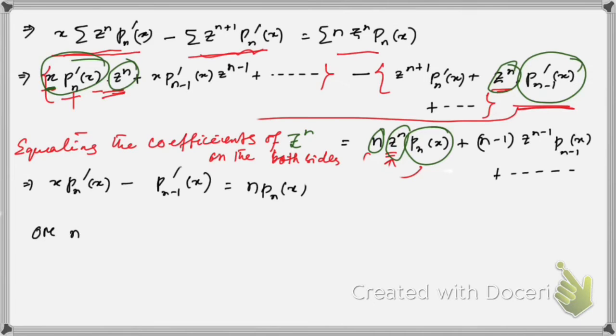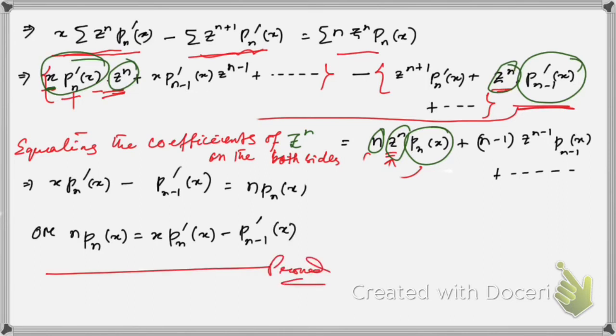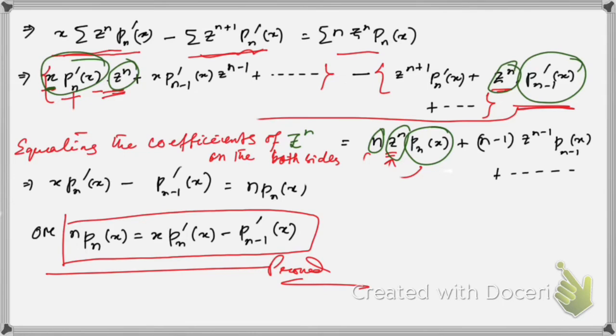So this can be written as this, right? So that is what we needed to prove. So hope you have understood this. So now let's move on to the next question.